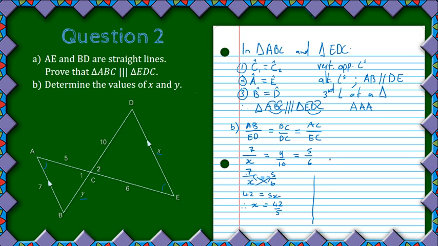And then for Y, we have that Y over 10 is equal to 5 over 6. So we apply cross multiplication and we have that 6Y is equal to 50. And therefore Y is equal to 50 over 6.